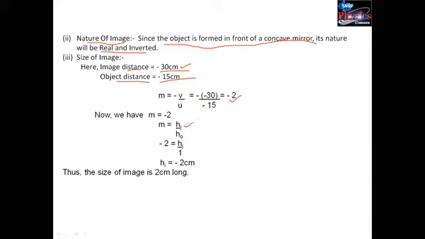So we put this value. Again we have the formula m = hi/ho, which is also a formula of linear magnification. So we have got the magnification, and the object height we know is 1 centimeter. We find the height of the image, that is -2 centimeter. So the size of the image is -2 centimeter; the minus sign indicates that the image is real and inverted. So its length will be 2 centimeter.